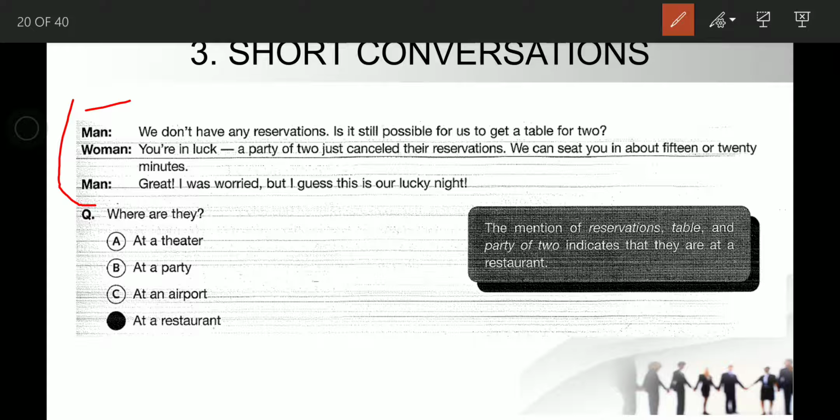So, you can take a look at where the conversation is being read. You can take a look at this question and maybe you can choose the answer without knowing or without finishing this conversation. Yes, where are they? Absolutely in the restaurant, because we talk about reservation, table, party, and two. It's absolutely about a restaurant. Okay.